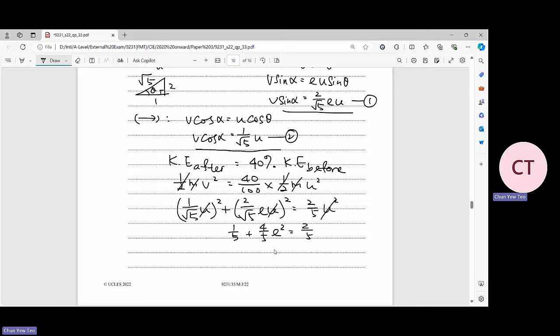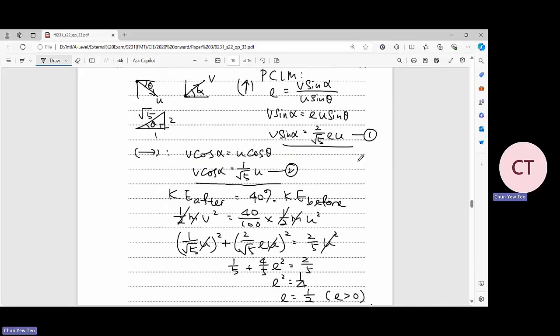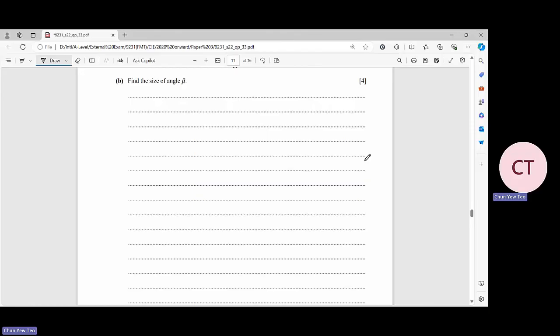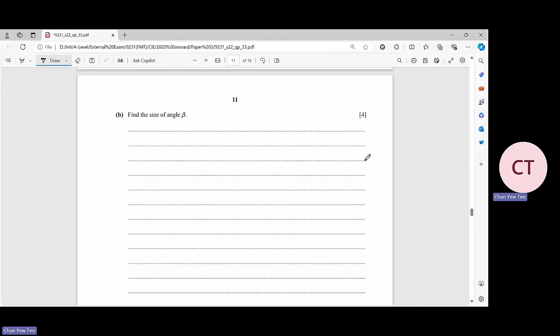So you will get e square is 1 over 4. And then your e is a half because your e is positive. Okay, so therefore, done. This is the answer for part A. So you found the e. Now we move on to part B. We want to find the angle beta.